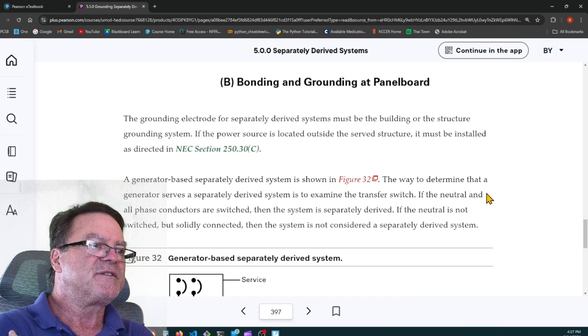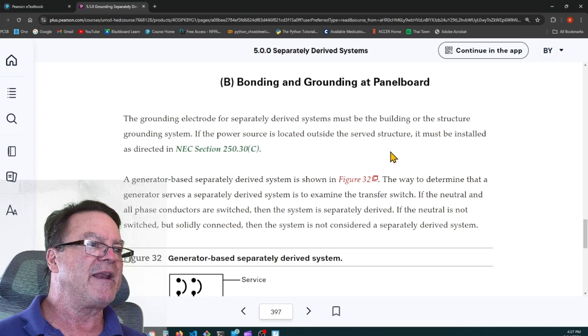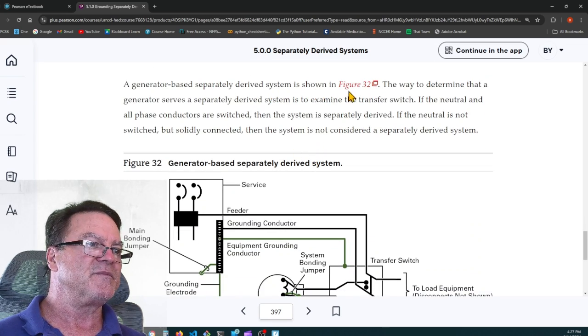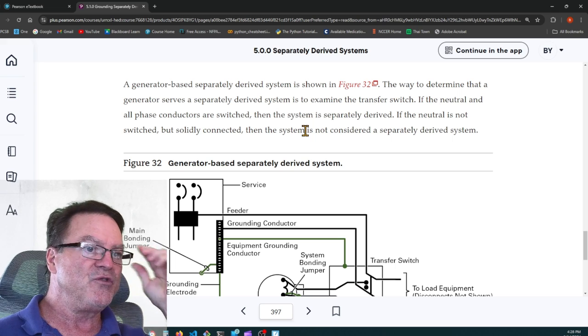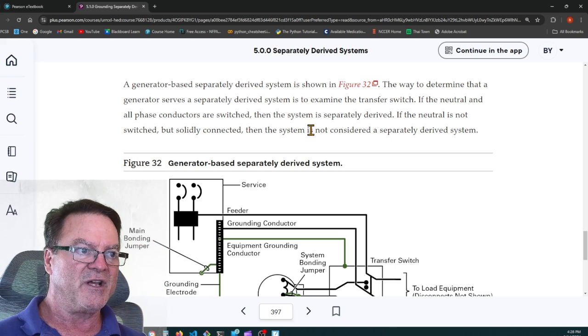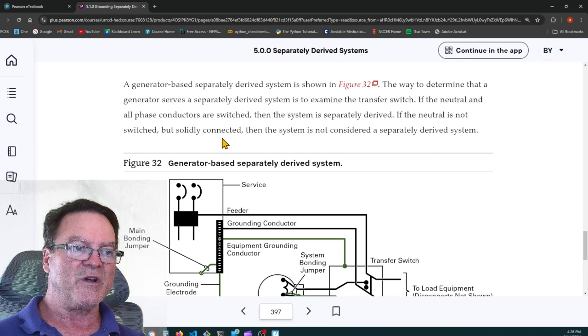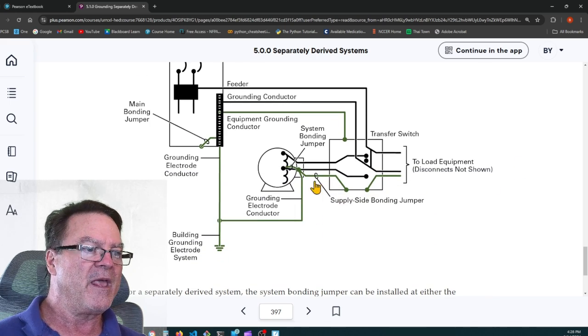Grounding electrode for separately derived systems must be the building or the structure grounding system. If the power source is located outside the served structure, it must be installed as directed in NEC section 250.30(C). So a generator-based separately derived system is shown in figure 32. The way to determine that a generator serves a separately derived system is to examine the transfer switch. If the neutral and all the phase conductors are switched, then the system is separately derived. If the neutral is not switched but solidly connected, then the system is not considered a separately derived system.